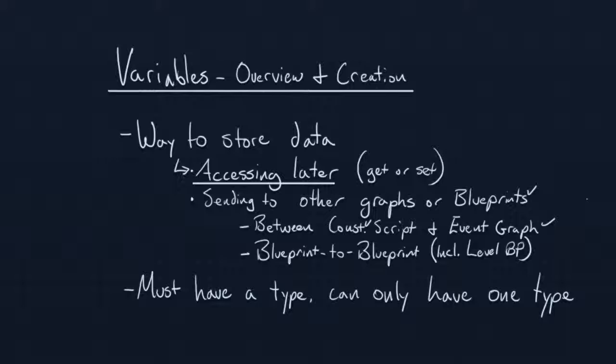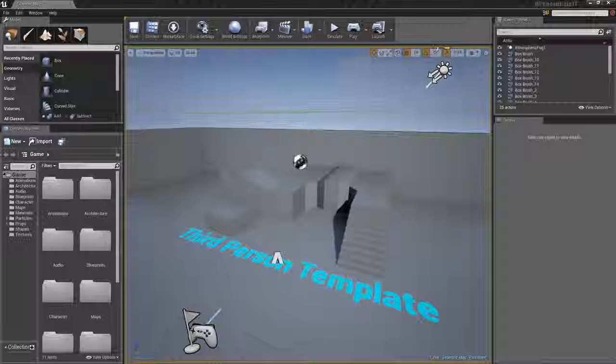Now, one other rule I do want to mention before we go on to creating variables is that all variables in Unreal must have a variable type, or a data type if you're coming to this from any programming language, and they can only have one type. Now, I'm going to talk about the specifics on data types in a separate video. For now, just keep that in mind, that you have to assign a type to all of your variables. Now, let's jump over to Unreal and we'll talk a bit about creating these variables.